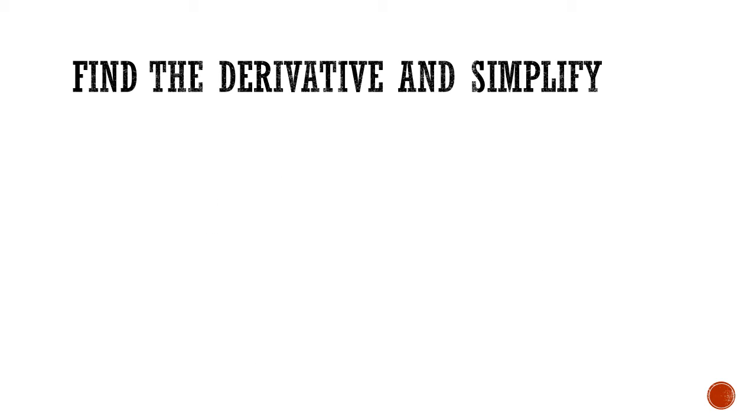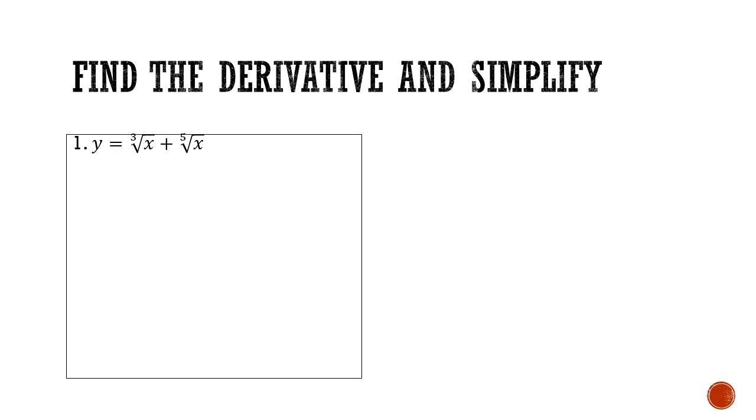Okay, find the derivative and simplify. We're going to have 9 examples in your keeper. Number 1, y equals the cube root of x plus the 5th root of x. Okay, we don't have this written as a power, so you can't apply the power rule yet. So your first step is going to be rewriting.